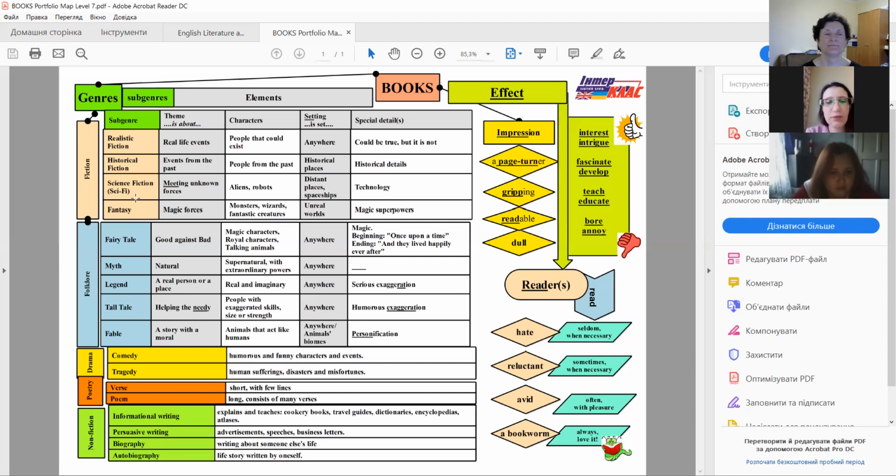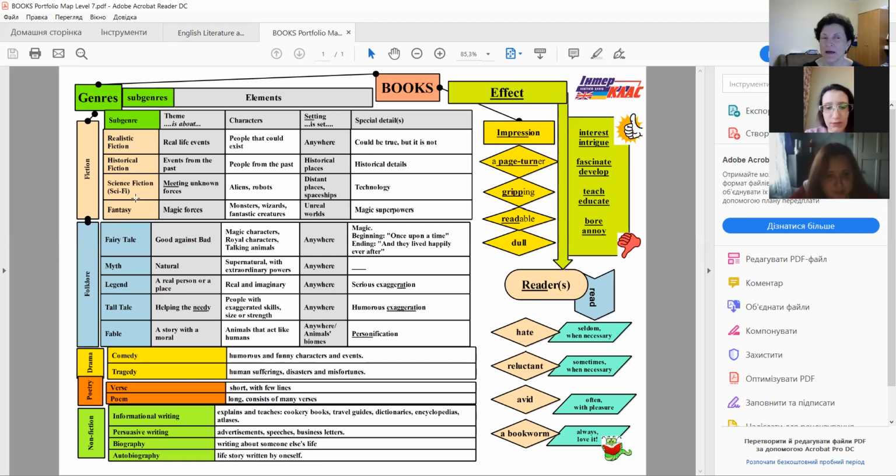Natalia, science fiction. The theme of science fiction is meeting unknown forces. The characters are aliens and robots. Settings are distant places and spaceships, and special details are in technology. Very good. Anya, sorry, fantasy, please. The theme of fantasy is magic forces. The characters of this genre are monsters, wizards, fantastic creatures. Fantasy is set in unreal worlds, and special details of this genre may be magic, superpowers.